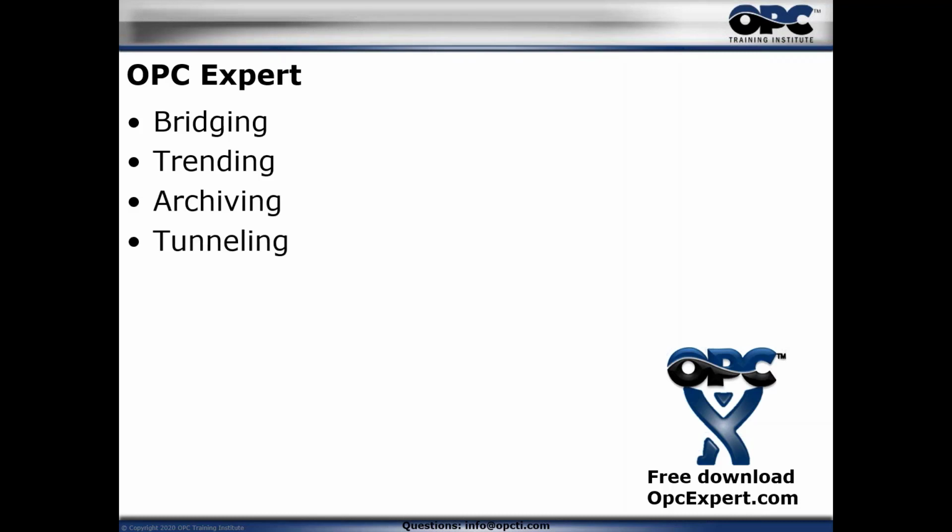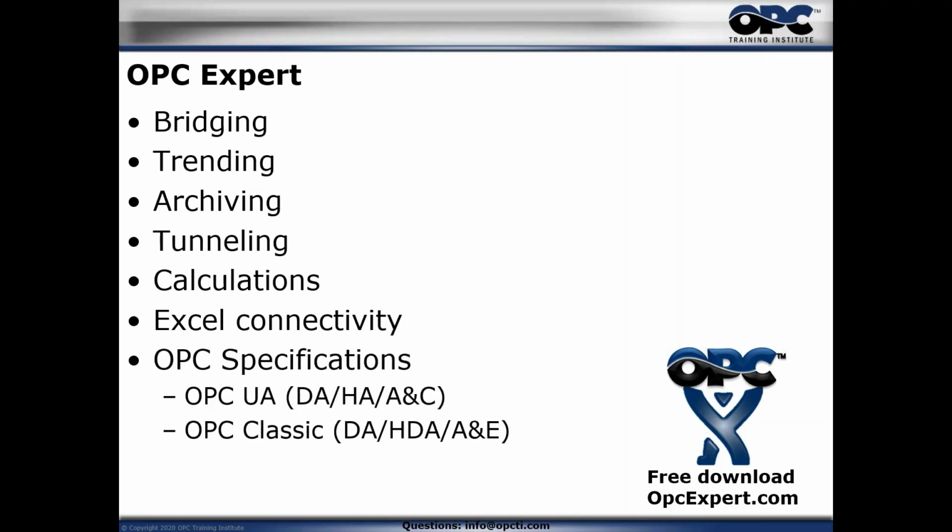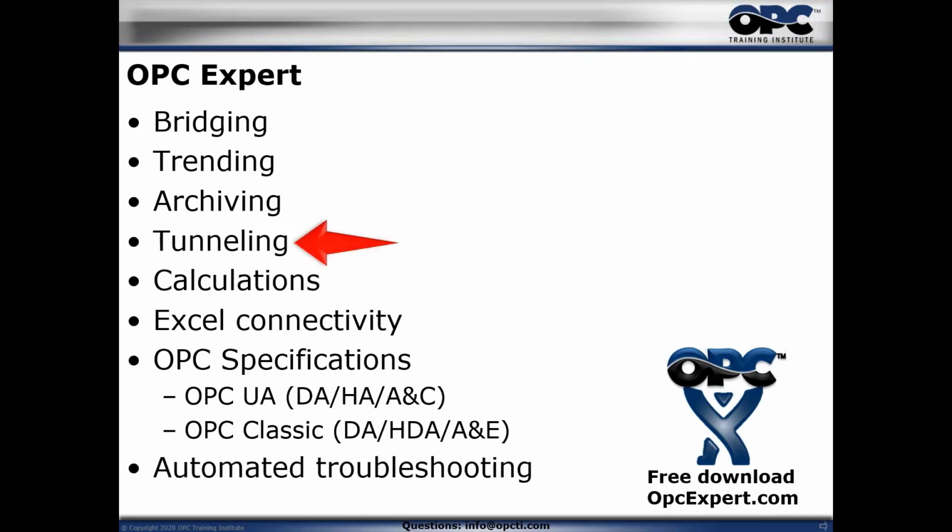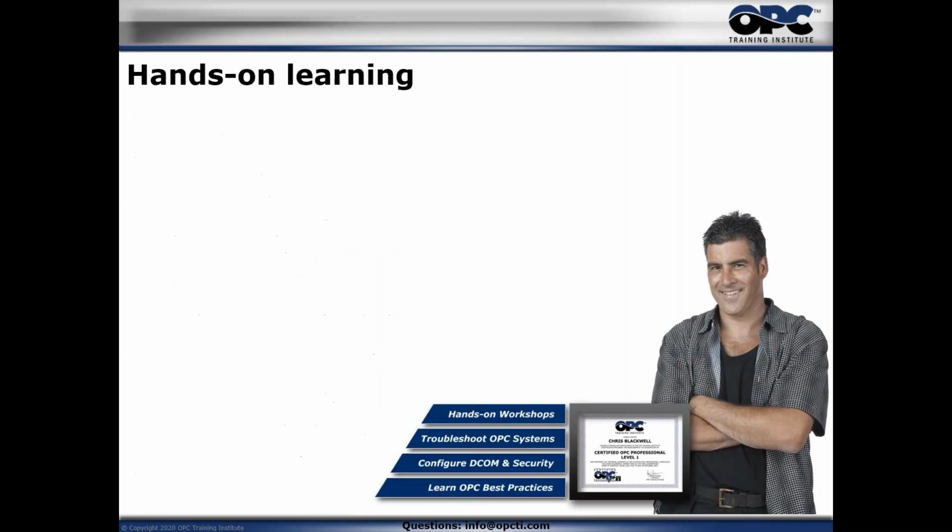Now, OPC Expert, very specifically, if you need it, you can do bridging, server-to-server communication, and trending. You can trend data, archive and store it, tunnel, do calculations, and get Excel connections. It supports OPC UA, DA, HA, alarms and conditions, and OPC Classic, DA, HDA, and alarms and events. Specifically, in this case, we talked about tunneling and the automated troubleshooting. So we looked at tunneling, the half tunnel and the full tunnel.